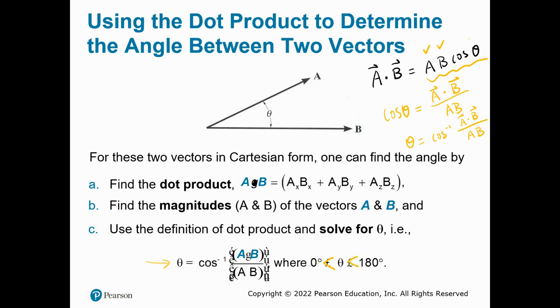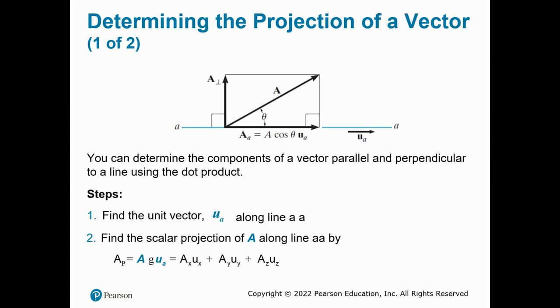So greater than 0 degrees and less than 180 degrees is what that is trying to show. There's a lot of funny writing in this PowerPoint. I will try my best to show you what they're trying to say. Okay. Next thing, we're going to use the dot product to determine the projection of a vector.